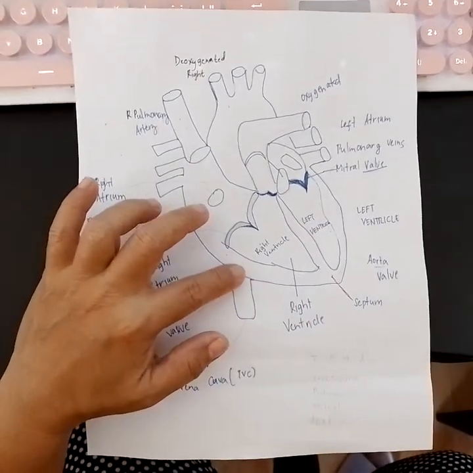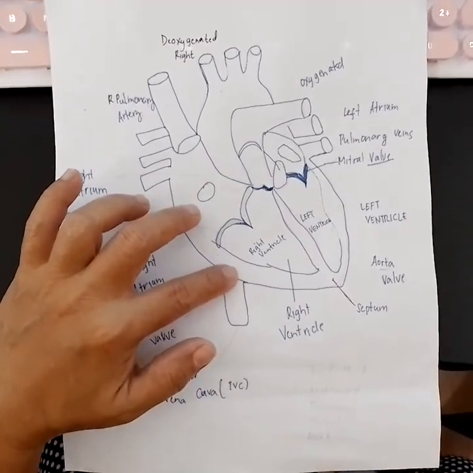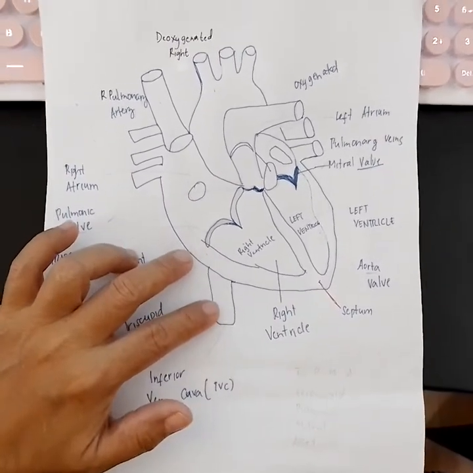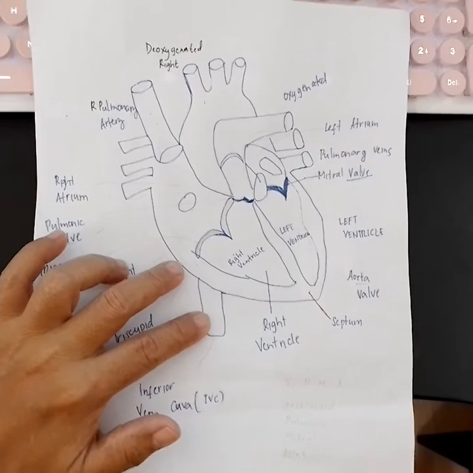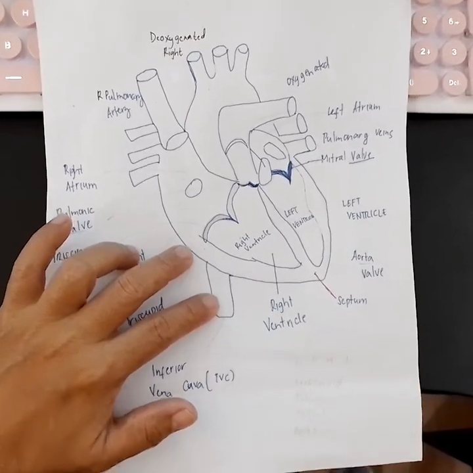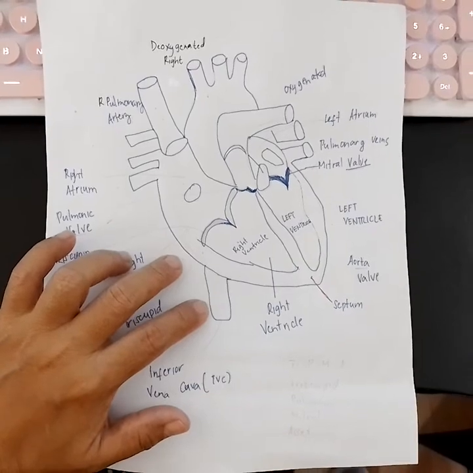Each of these valves acts as a one-way valve to prevent backflow of blood in the system, and normal valves have three leaflets, with the exception of the mitral valve, which only has two, hence the name bicuspid.